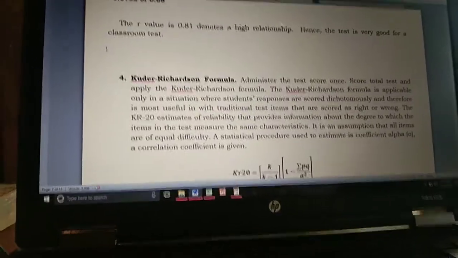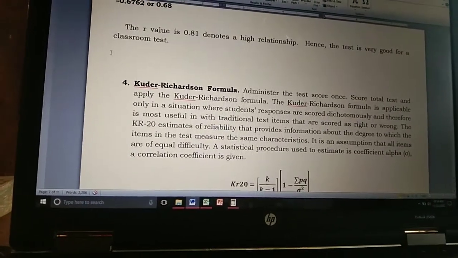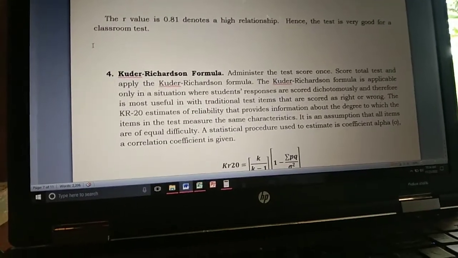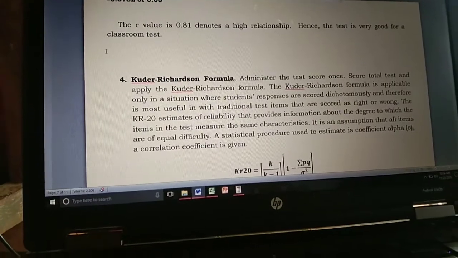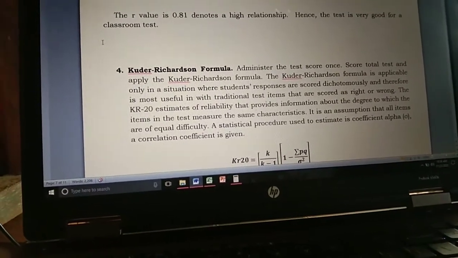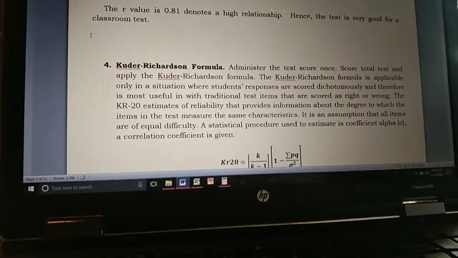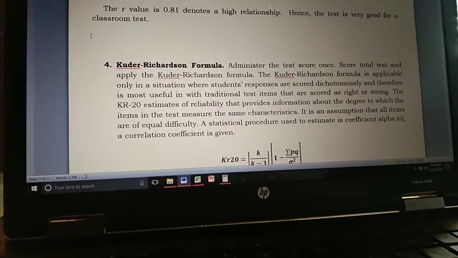Okay, lastly, we are going to utilize the Kuder-Richardson formula. So administer the test scores once, score total test, and apply the Kuder-Richardson formula. The Kuder-Richardson formula is applicable only in a situation where student responses are scored dichotomously and therefore is most useful with traditional test items that are scored as right or wrong.